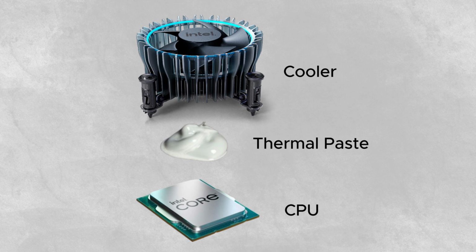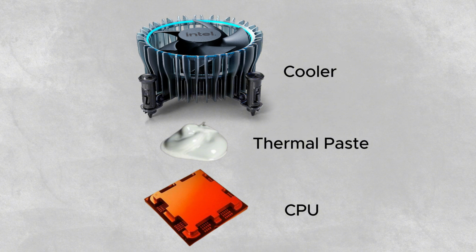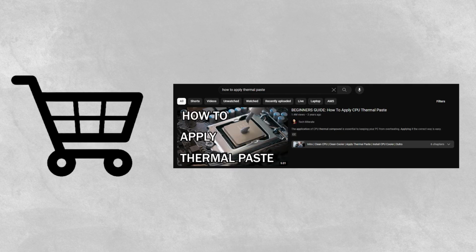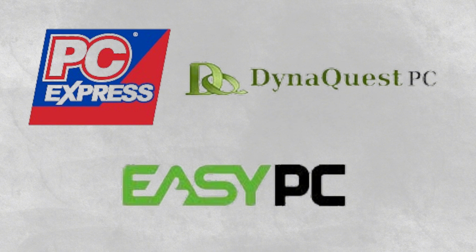Given enough time, the high temperature of your CPU can cause your thermal paste to dry up and solidify, which can negatively affect heat transfer, leading to your CPU running hotter. If your computer falls under these conditions, you might want to consider replacing your thermal paste. You can either buy your own and apply it yourself with the help of online tutorials, or visit one of the computer stores that I've mentioned and have them do it for you for a small fee.